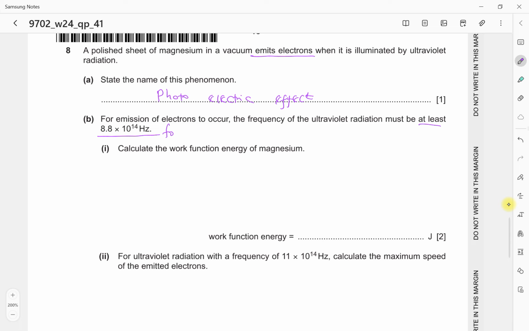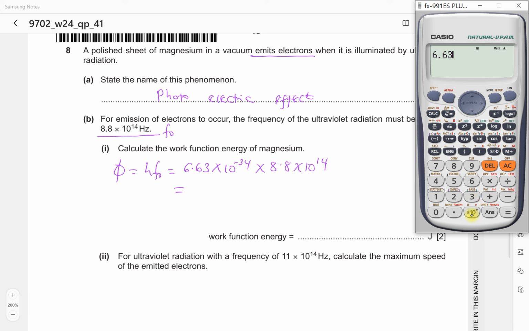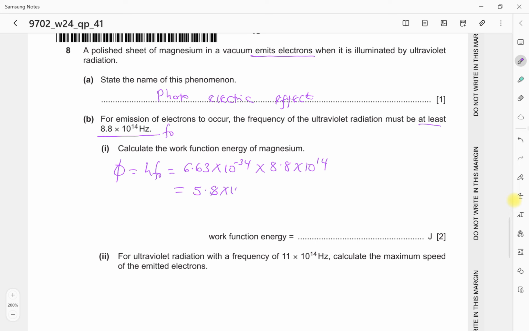Calculate the work function. So the work function energy is equal to h times f naught. So this is going to be equal to 6.63 times 10 to the power of minus 34, then times 8.8 times 10 to the power of 14. So that is 5.83 times 10 to the power of minus 19. So I'll just write 5.8 times 10 to the power of minus 19 joules.